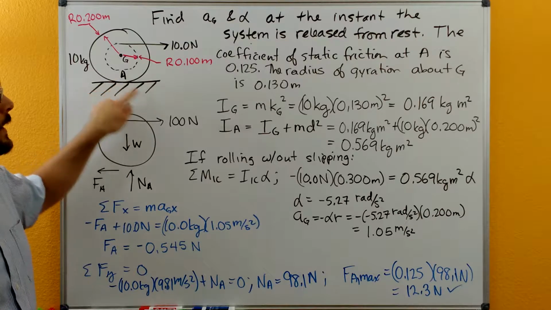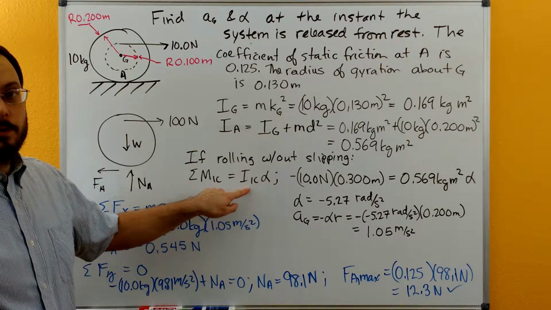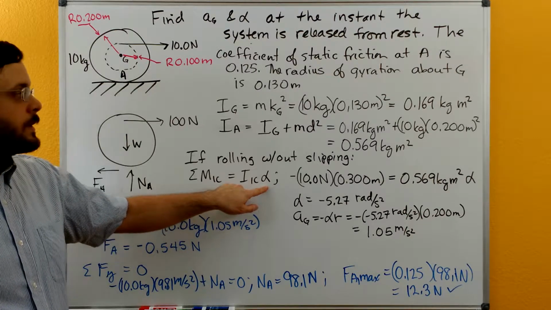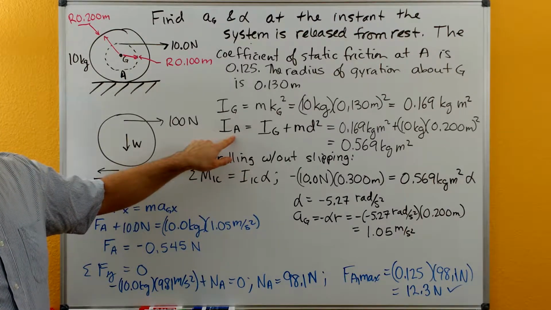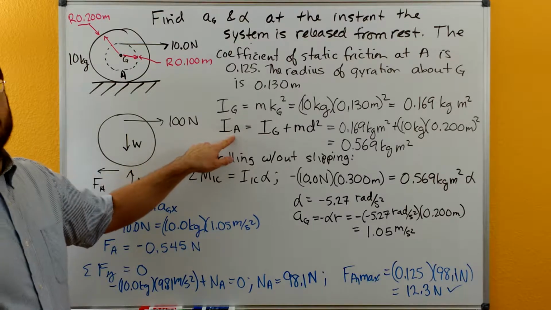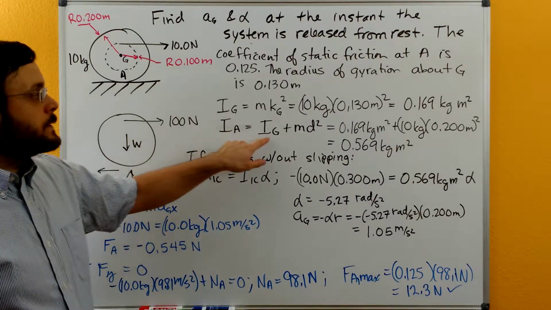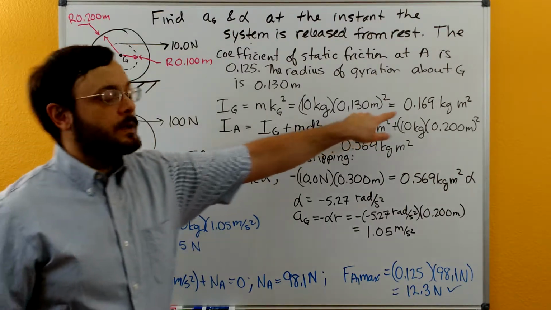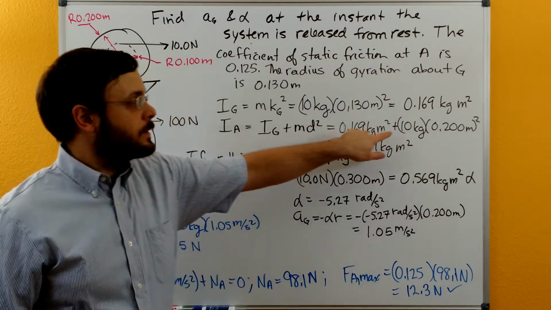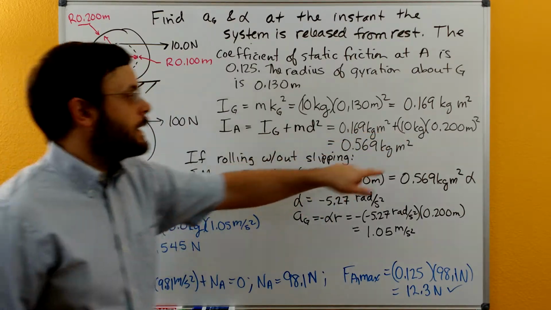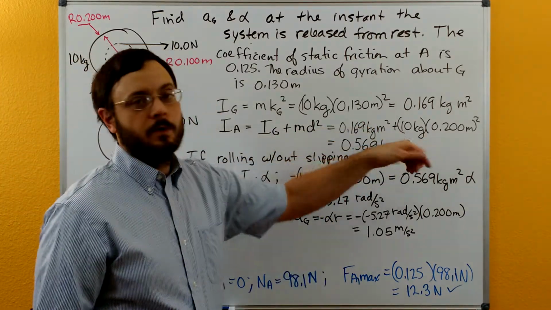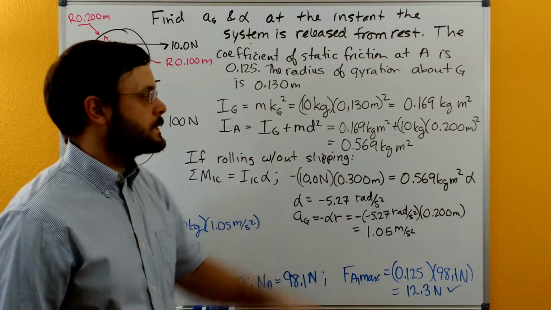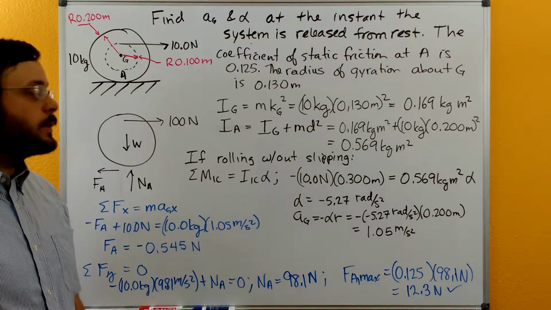where it touches here at A, is equal to the moment of inertia about the instantaneous center times alpha, the angular acceleration. So let's go ahead and get the moment of inertia about the instantaneous center. And again, the instantaneous center is A. So it's going to be our IG plus our mass times the square of our distance. So it's going to be that IG that we just calculated plus the 10 kilograms times that outer radius squared, because that's the distance from the center of gravity down to A. So it gets us the 0.569 kilogram meter squared.